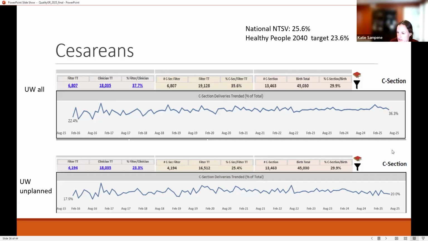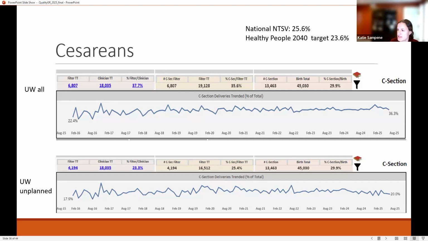You'll see over time from 2015 to 2025 that the line maybe sort of creeps up a bit, but you see lots of spikes and troughs along the way. You can see the designated markers 22% in 2015 up to 36% now. But knowing that that is not the median line, that's where literally this line starts and stops. Unplanned C-section, taking out the repeats that are scheduled or the scheduled C-sections, somewhere in the 17 to 20% time frame.